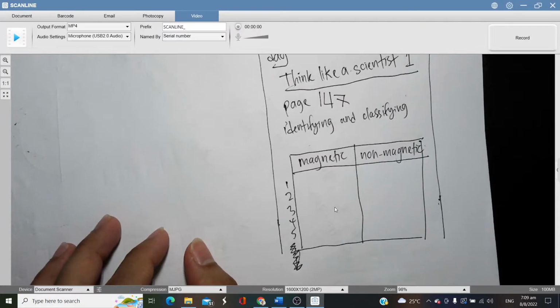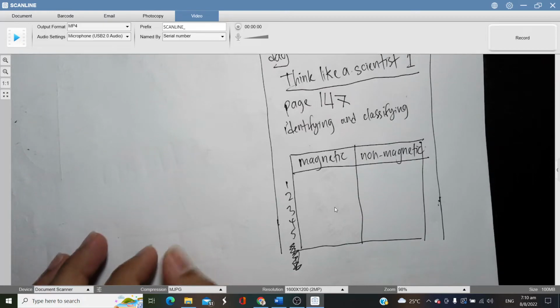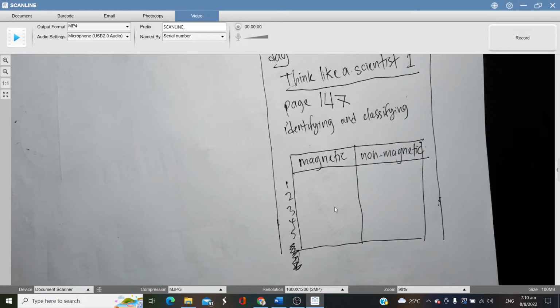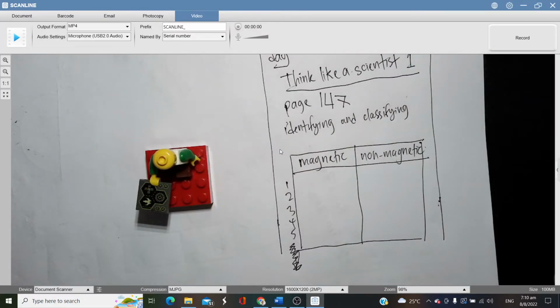I need five magnetic materials and five non-magnetic materials that you need to write in your exercise book. Where will you test? At home. So find a magnet in your home. Any magnet may be strong enough to stick to the materials, like my magnet here.